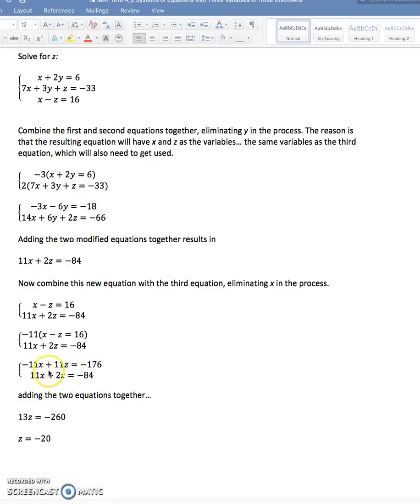We'll add these two equations together. The x drops out. 11z and 2z is 13z. -176 and -84 gives me -260. And when you divide both sides by 13, you'll have z equaling -20. In the original video, I actually had this equaling a +20. Oops. Okay, I hope that works.